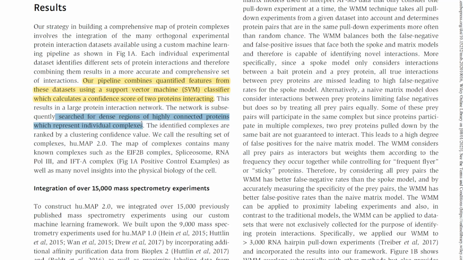The identified complexes are ranked by a clustering confidence value. We call the resulting set of complexes Hu.MAP 2.0. The map of complexes contains many known complexes such as the IF2B complex, spliceosome, RNA Pol 3, and IFTA complex, Fig 1a positive control examples, as well as many novel insights into the physical biology of the cell.